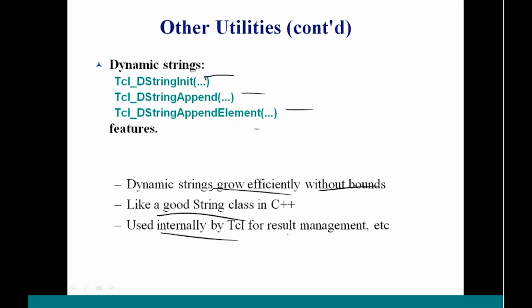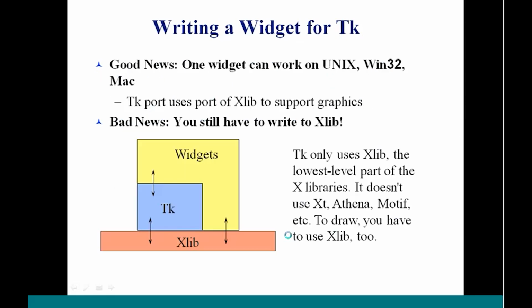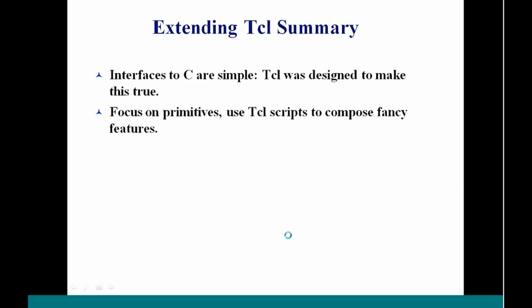I think I'm going to stop at this point. We will continue extending Tcl. Actually, I'll just summarize this one section and then we'll see the next section in the next class. So finally, on the summary, essentially interfaces to C are fairly simple. Tcl was designed to make this true, so it has to be simple. And then we want to focus on primitives. Use the Tcl scripts to compose fancy features.